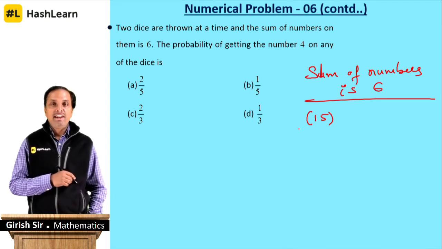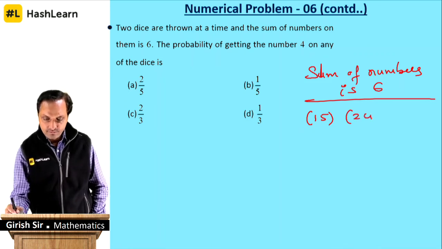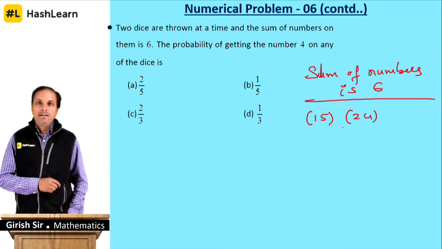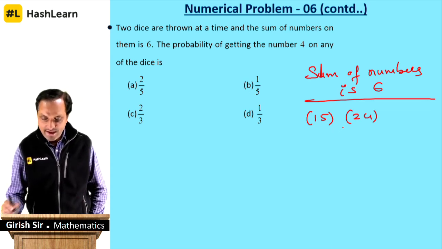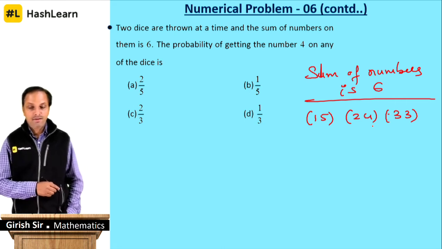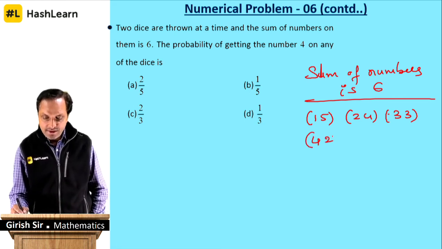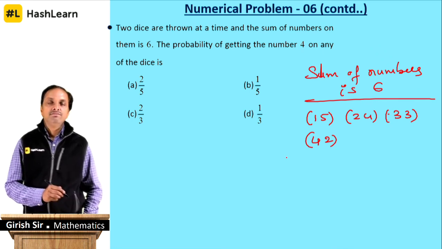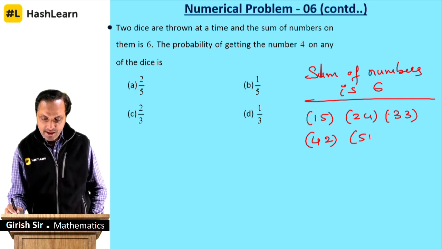Then come with 2 series. 2 4. Then come with 3 series. 3 series में कहाँ पे होगा? 3 plus 3 is 6. Come with 4 series. 4 2 is 6. Come with 5 series. 5 1 is 6.